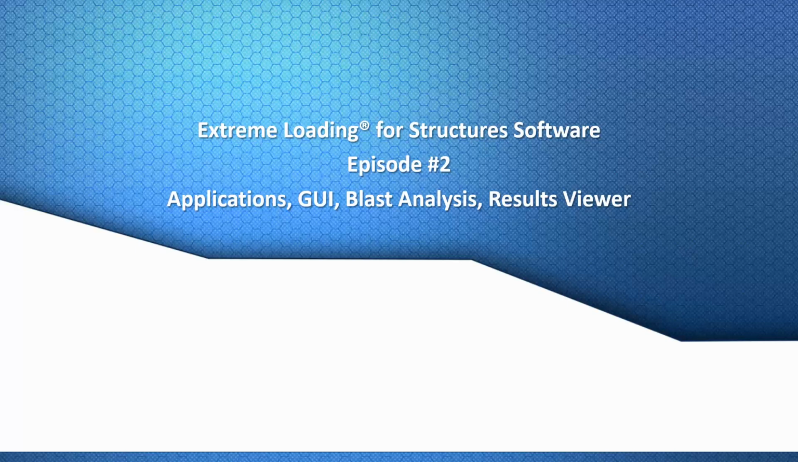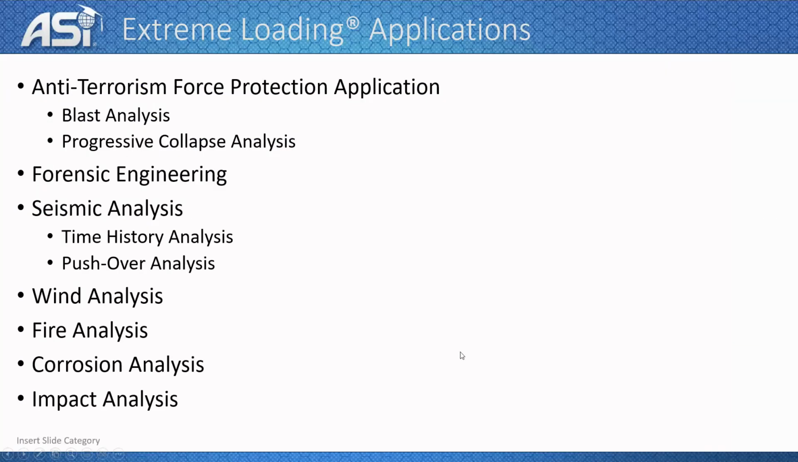Let's start by going through the applications that the ELS is capable of doing. As you can see here, the naming of the software is extreme loading. This means that we work in examples or in engineering applications that speaks about applying extreme loads on a building. Extreme loads like, for example, the anti-terrorism force protection applications, like the blast analysis, as well as the progressive collapse analysis, also known as disproportionate collapse analysis.